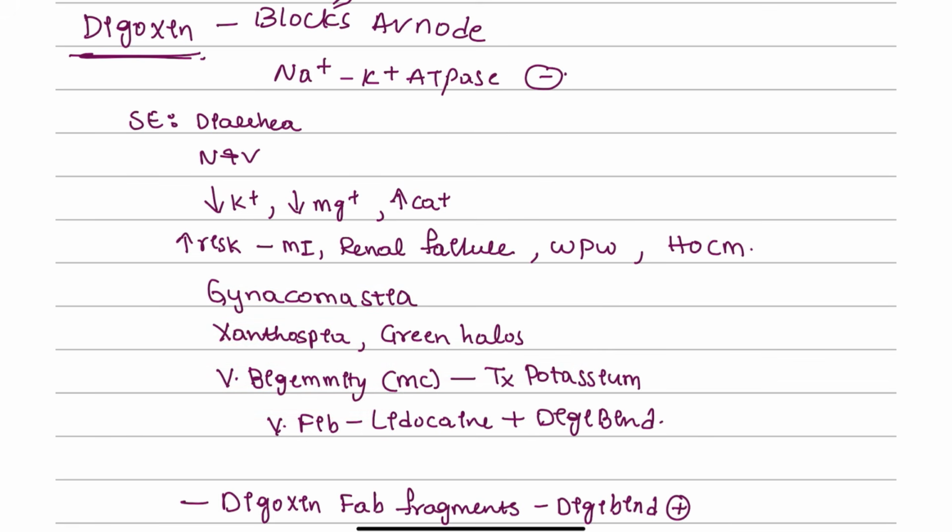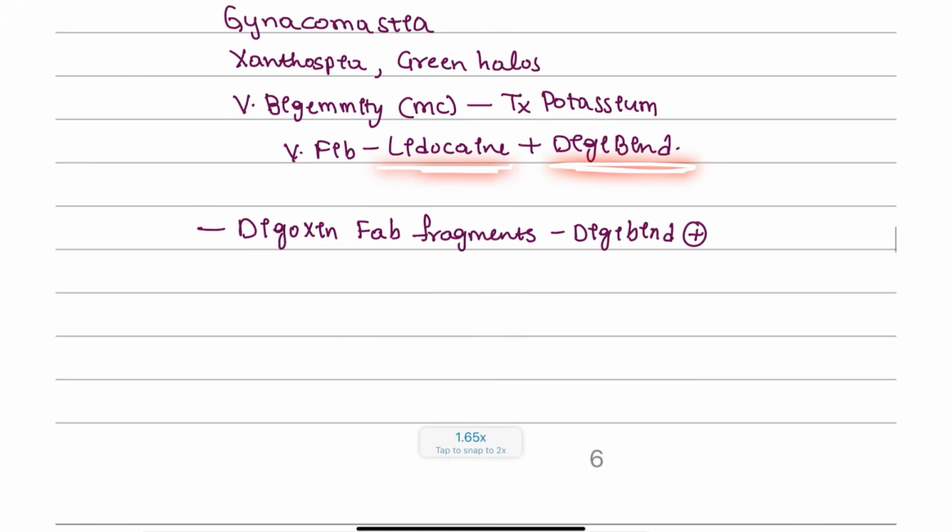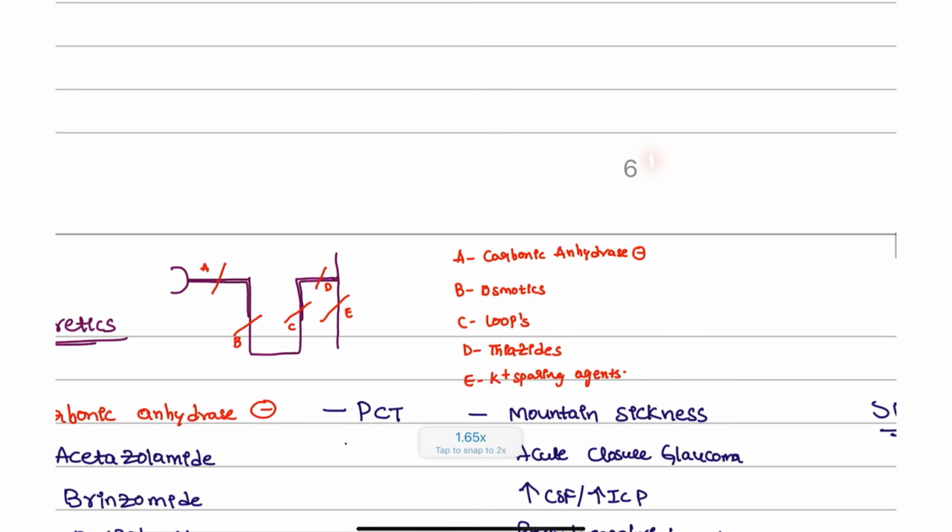What is the treatment? For decreased potassium, give potassium to this patient. And if it is serious, then we have to give lidocaine. Digoxin Fab fragments are the antidote of digoxin.